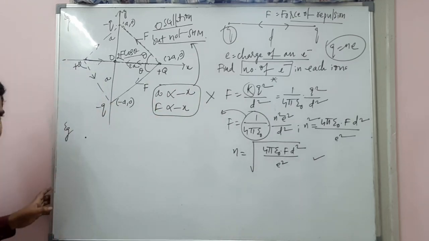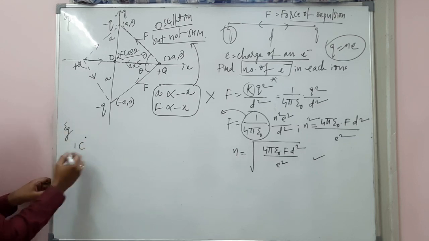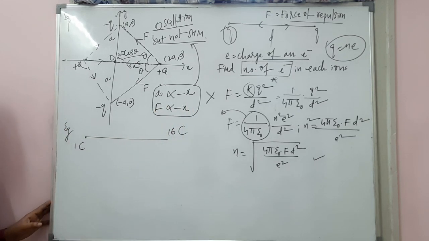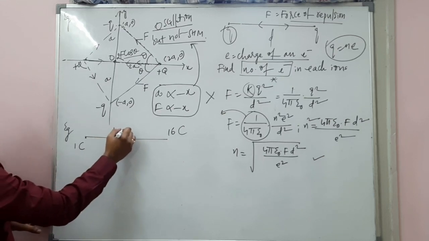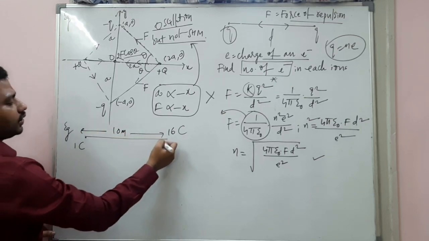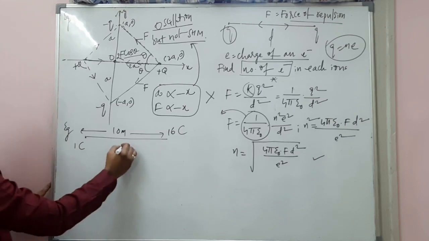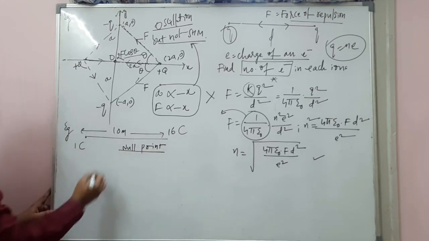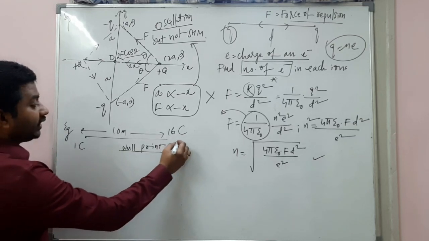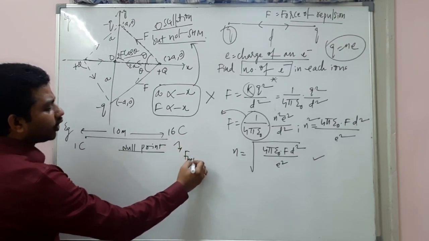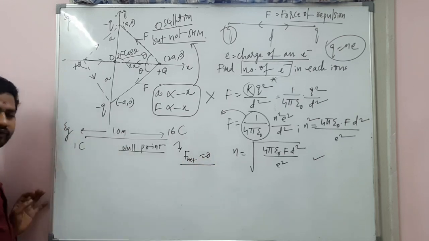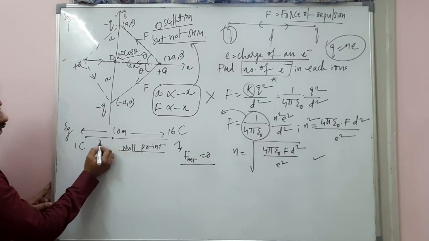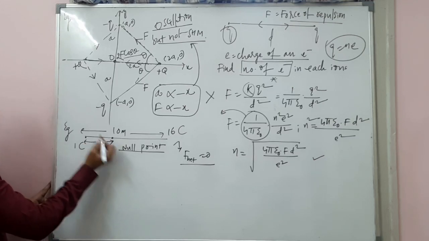Now, let's see this. There is a charge of 1 Coulomb present here, and a charge of 16 Coulomb present here, my dear children, at a distance of 10 meters. The question is, find the null point, my dear students. The null point is the point where the net force is equal to 0. Let's take this as the null point at a distance x from the 1 Coulomb charge.